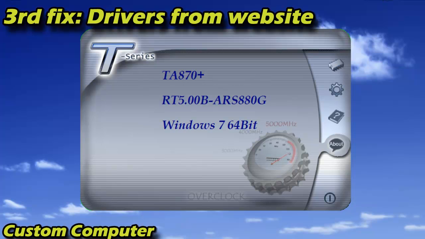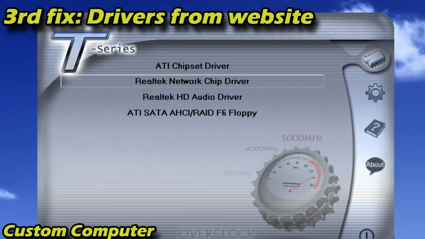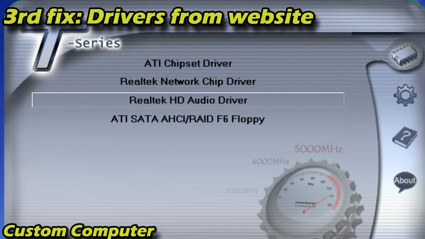As you saw real quick, I inserted the CD of the drivers for my motherboard, and something like this should come up. You just want to go to a little symbol like this, which is indicating the drivers, and you just want to install the Realtek Network chip driver, which is, oh no, that's the Ethernet, my bad. You want to install the Realtek HD Audio driver, which is gonna fix your sound.